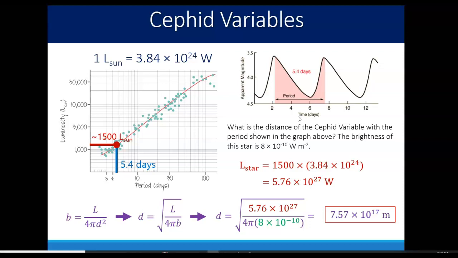Okay, so that's an example of what a simple calculation with the Cepheid variable would look like. These problems tend to be relatively simple. Usually you're using either a graph or a data table or something to find the relative luminosity, and then based off the relative luminosity you find the distance.